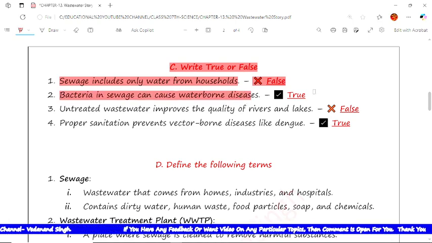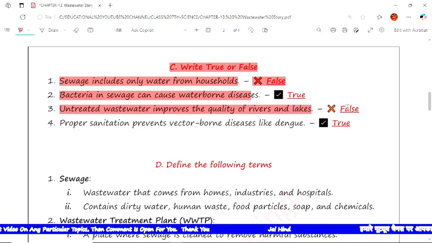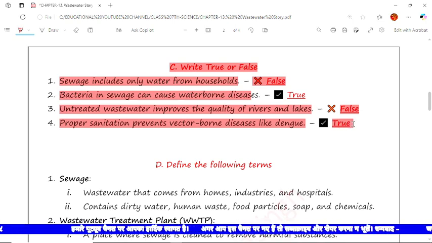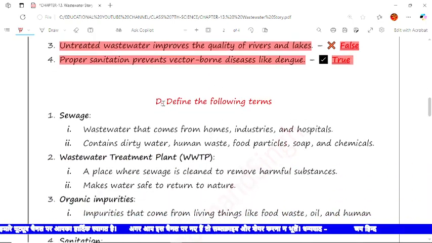The next statement: bacteria in sewage can cause waterborne diseases. Yes, this is true. The next: untreated wastewater improves the quality of rivers and lakes. No, this is false. The next: proper sanitation prevents vector-borne diseases like dengue. Yes, this is true.